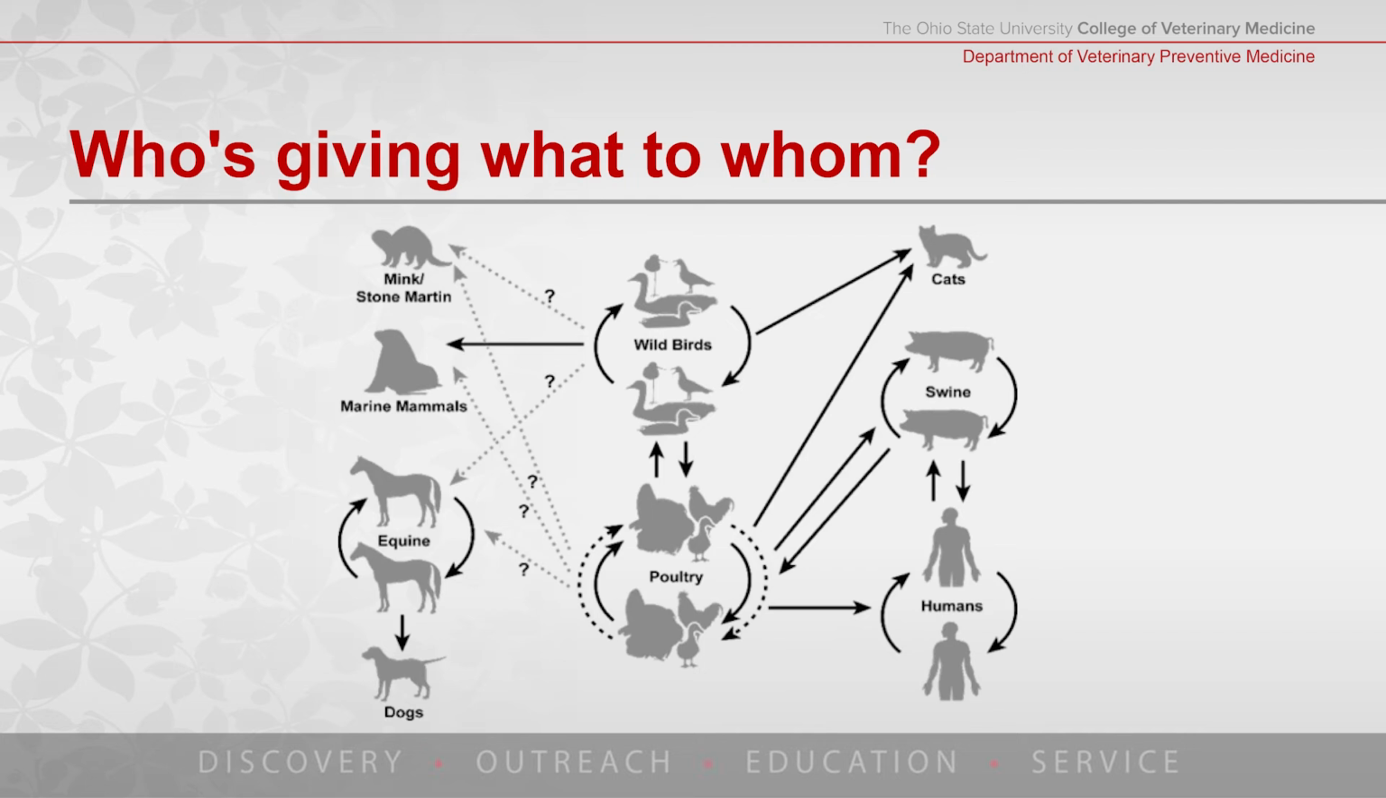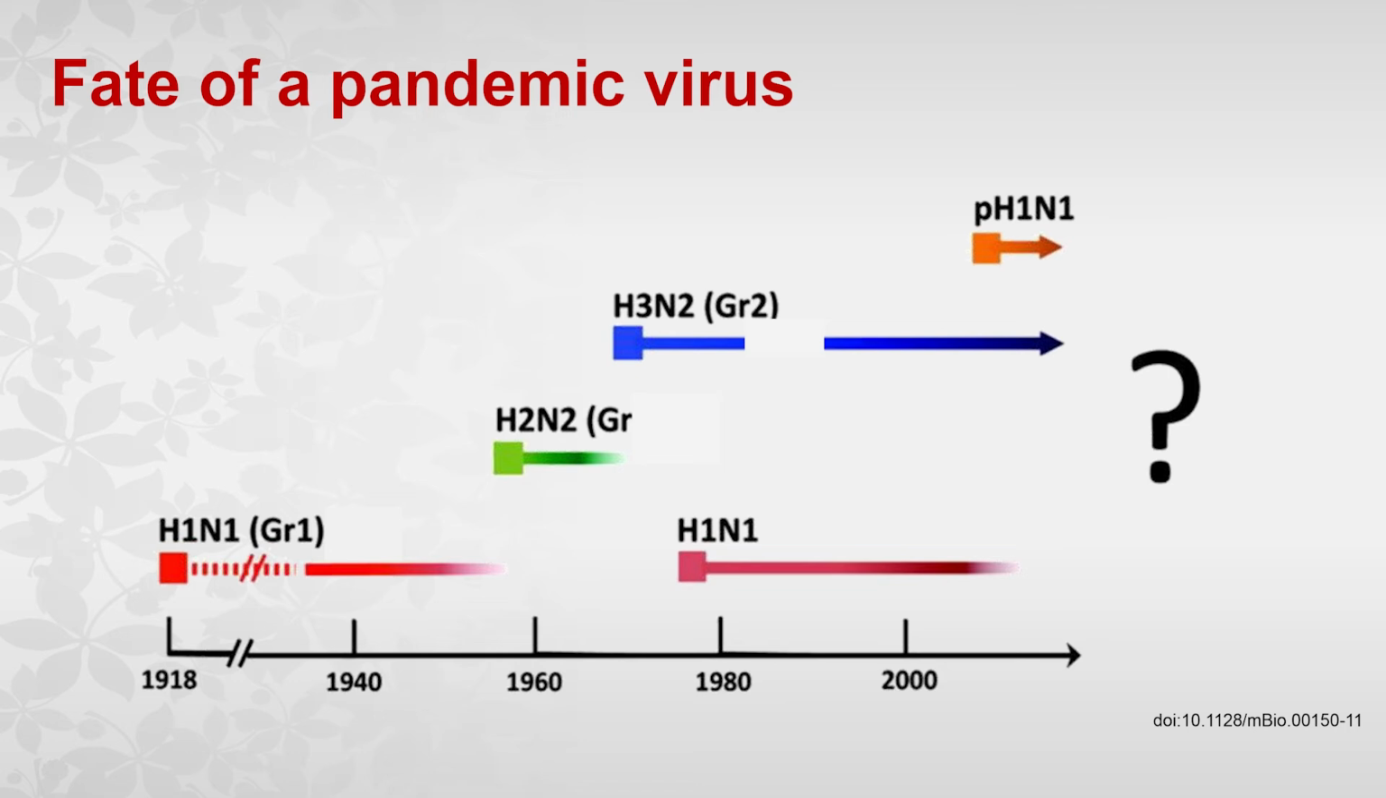Just as a reminder, I mentioned the seasonal influenza issue, and remember that those are all descendants of pandemic viruses. The fate of a pandemic virus, once it's in the human population, is that it eventually becomes our seasonal strains until it gets replaced with another pandemic. So we just have to give a nod to the idea that every time we get a new pandemic flu virus, it's eventually going to become our seasonal strains as well.